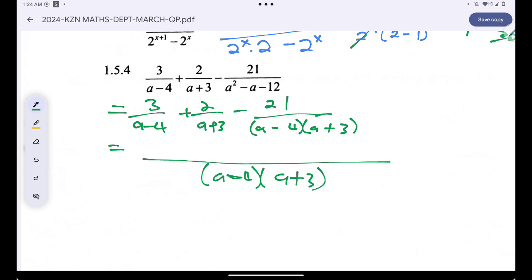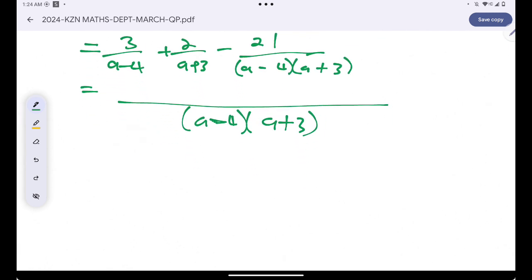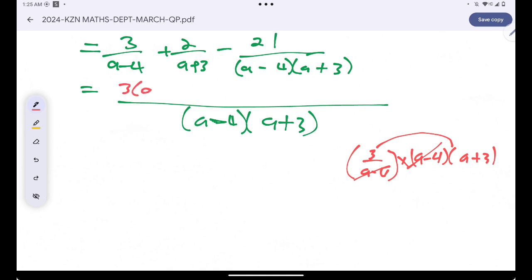Whenever I multiply the first term by the LCD, the first term, by the way, is equal to, let me write this in red, it's 3 over a minus 4. And if I multiply this by a minus 4 and then a plus 3, this will cancel this, and then these two will multiply one another. So I will be left with 3 times a plus 3. Are we together?